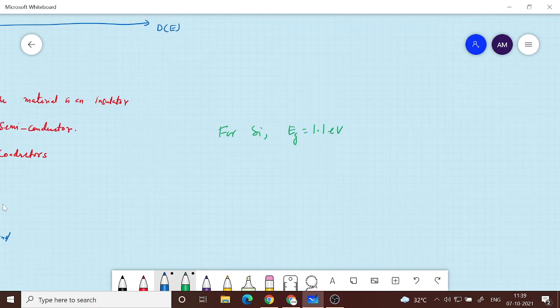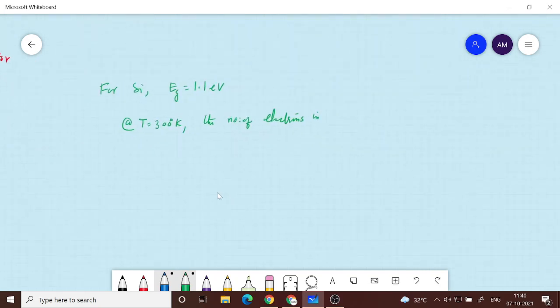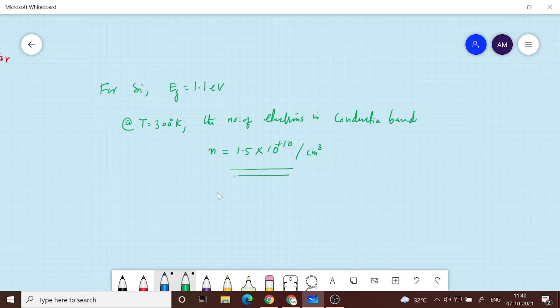and the number of electrons in the upper band at T equal to 300 degrees Kelvin, the number of electrons in the conduction band. Okay, so now you know what is the conduction band. That is the upper band, which is unoccupied at T equal to 0, but at higher temperature it will begin to occupy because of thermal excitation. The number of electrons in the conduction band, say N, is of the order of 1.5 into 10 raised to 10 per centimeter cubed. So this is the number that you will get.